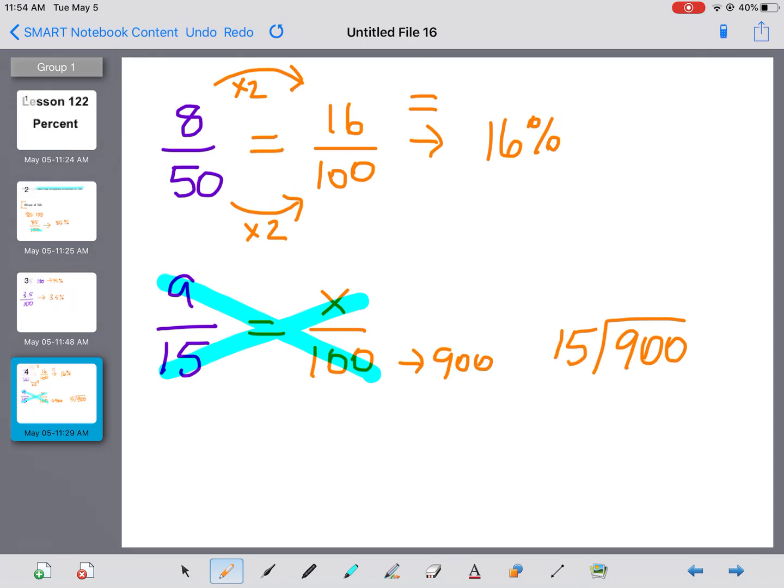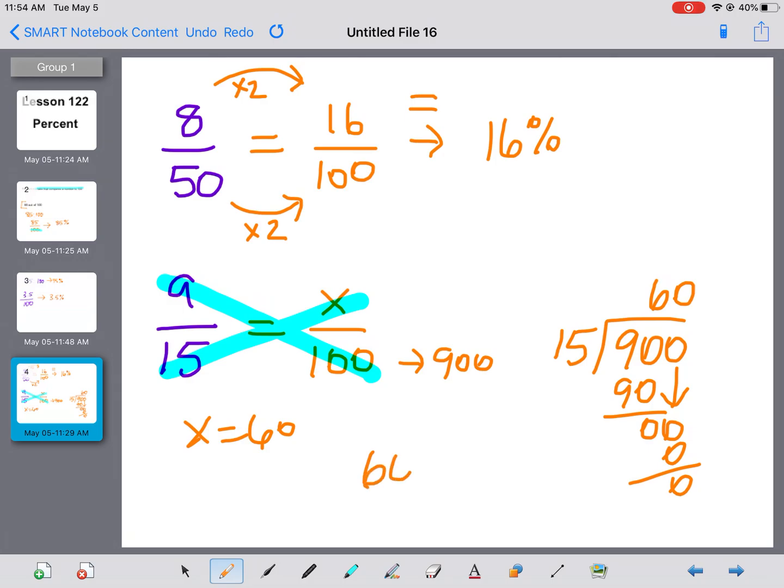15 can't go into 9, but it goes into 90 six times. 6 times 15 gets you 90, subtract, and bring down the 0. You still have to think, how many times does 15 fit into 0? 0 times. We end up with a remainder of 0. So in this case, x equals 60, which means our answer is 60% because we have 60 out of 100.